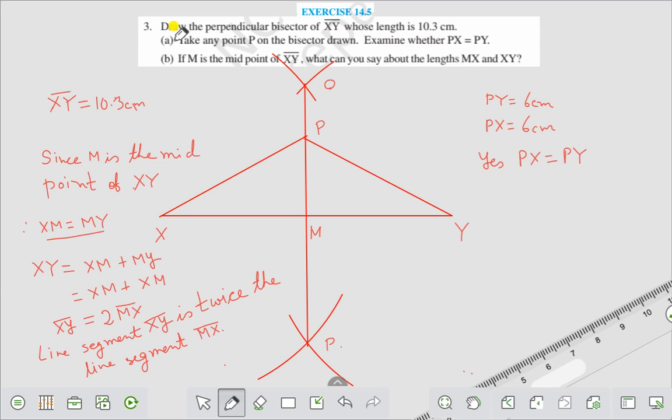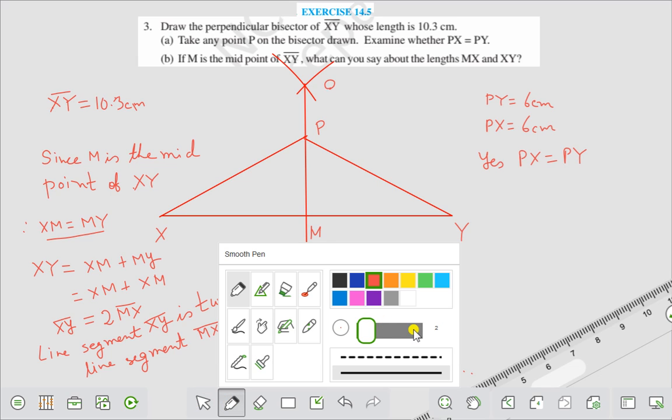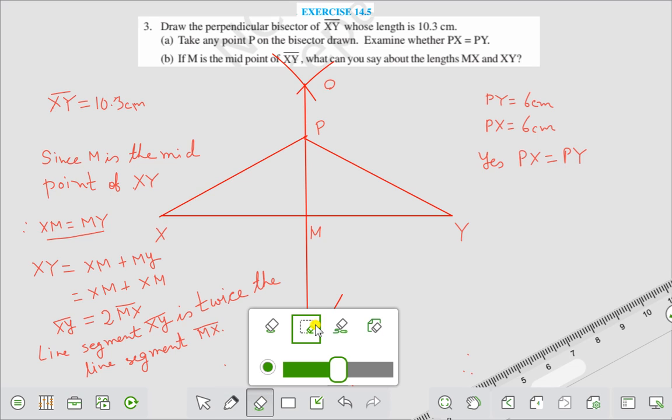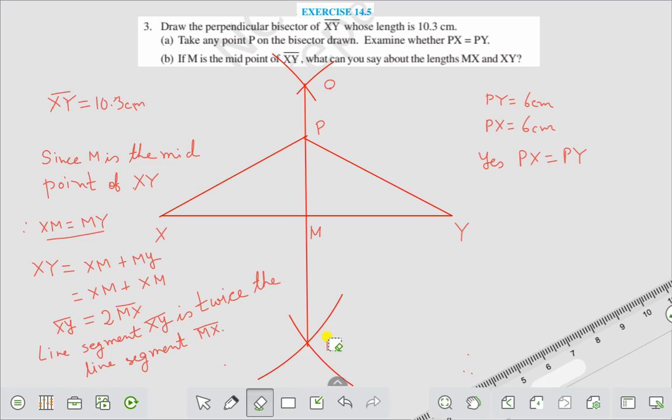What is the question? Draw a perpendicular bisector of XY whose length is 10.3 centimeter. We have taken XY length as 10.3 centimeter, and drawn a perpendicular bisector, that is O and P is the perpendicular bisector. We have changed the name P here. We take another name, right? We will rub this P, because we have already taken one point P. Therefore, we rub this P.